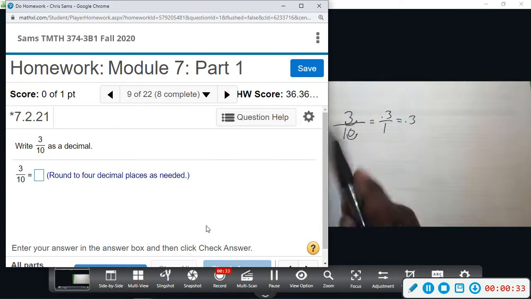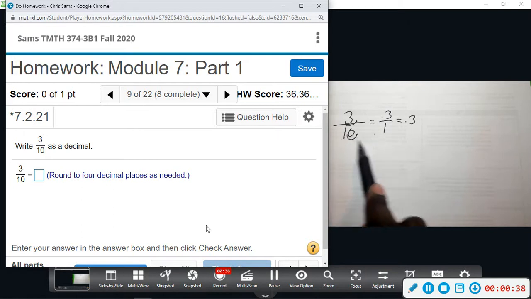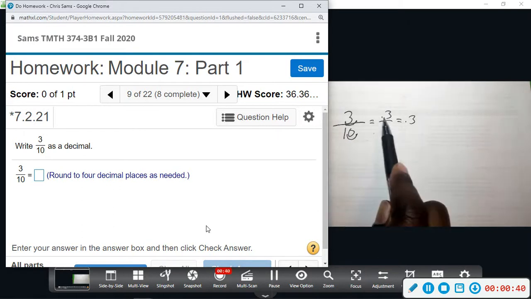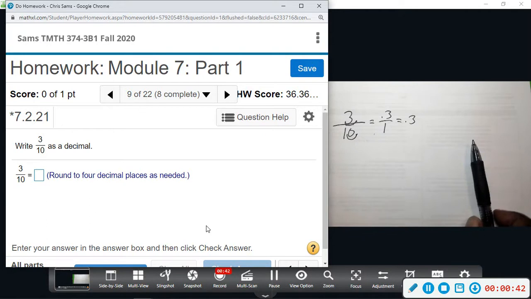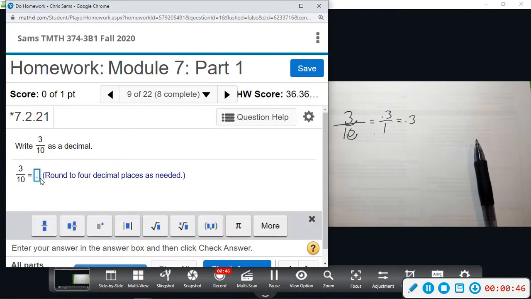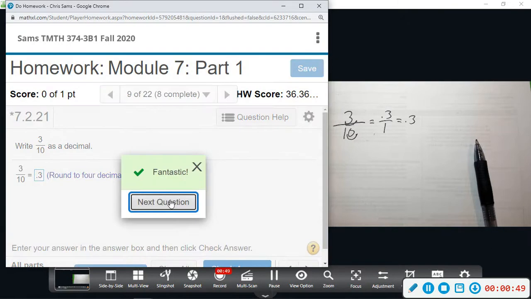So anytime you're dividing by powers of 10, like 10, 100, 1,000, you just move the decimal over how many zeros, and you can do that to the other number. So we just get 0.3. If you need, you can divide that with a calculator as well. And it will also show you 0.3.